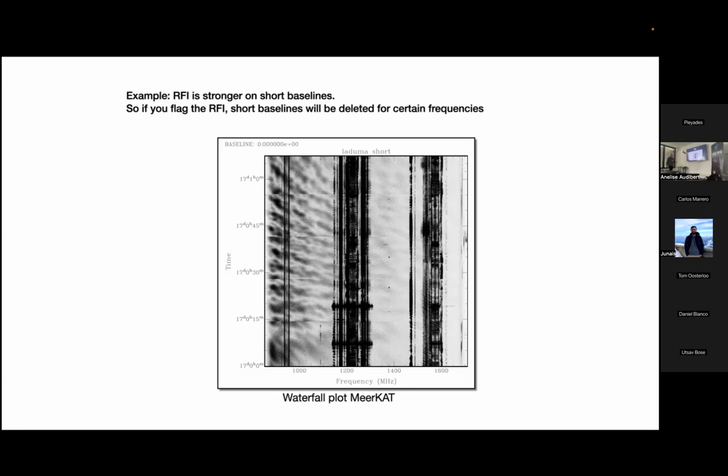The problem is that the impact of RFI is stronger on short baselines than on long baselines. So if you flag in these regions, you flag short baselines. But here you keep them. So your spatial filter is frequency dependent.